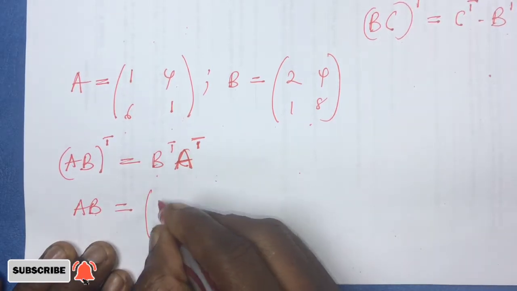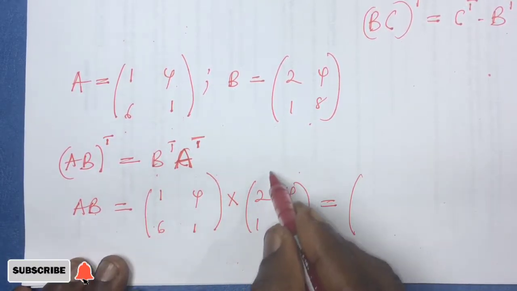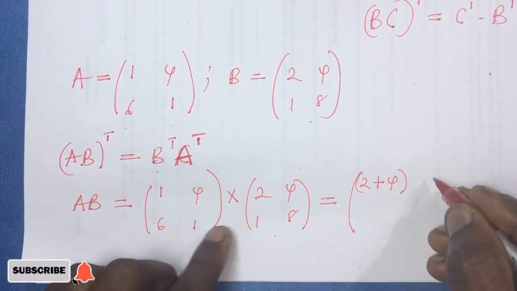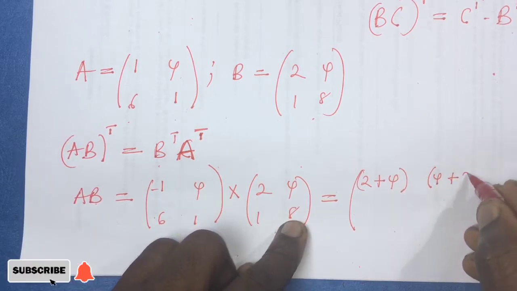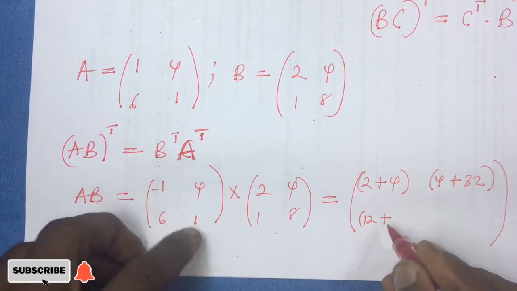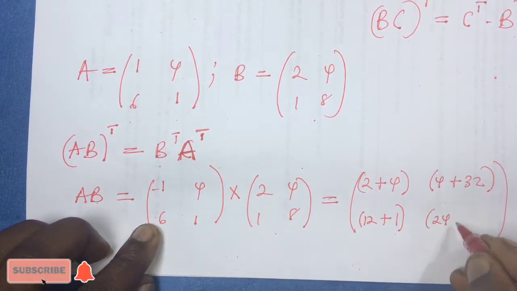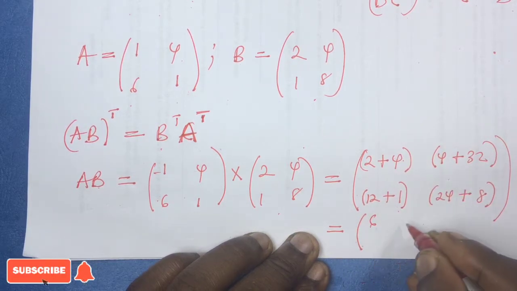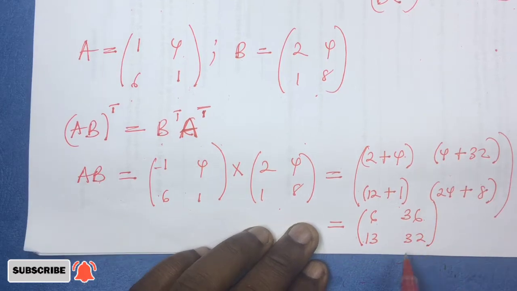If you multiply A times B, what would it give you? 1 4 6 1 times 2 4 1 8. Of course by now you should be used to the routine. 1 times 2 is 2 plus 4 times 1 is 4. Then we will use this same first row to multiply the second column, and that will be 1 times 4 giving us 4, 4 times 8 giving us 32. Now go over to the second row. Second row times first column will be 6 times 2 giving us 12 plus 1 times 1 giving us 1. Then use the second row to multiply the second column. That will be 6 times 4 giving us 24 plus 1 times 8 giving us 8. And your result overall will be 2 plus 4 is 6, 4 plus 32 is 36, 12 plus 1 is 13, 24 plus 8 is 32. So this is the result you would obtain for A times B.